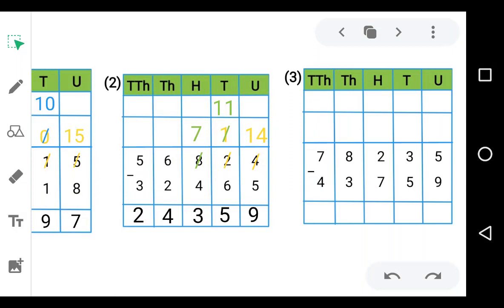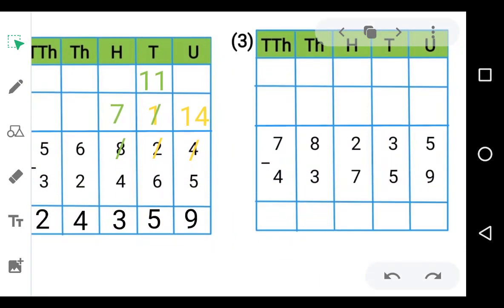In this the numbers are given 78,235 and 43,759. So here we have to subtract. At the unit place we have to subtract 9 from 5, but we cannot subtract 9 from 5.